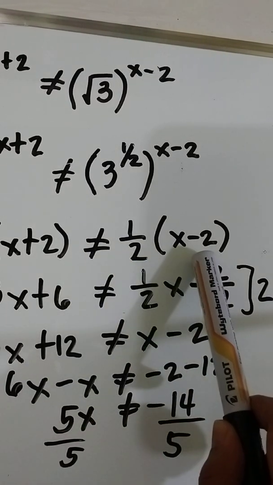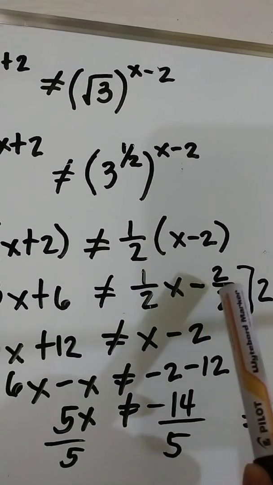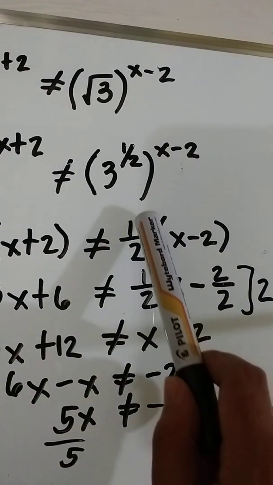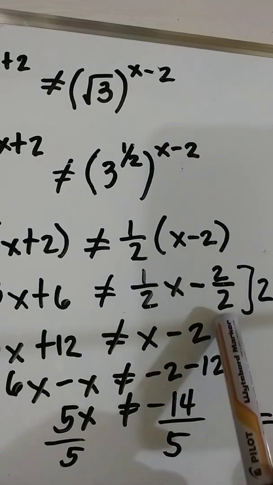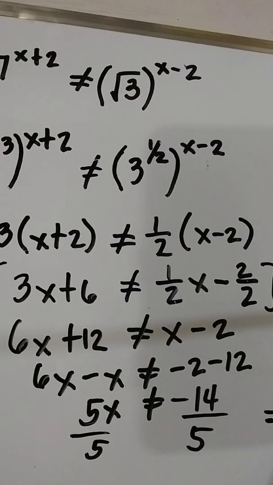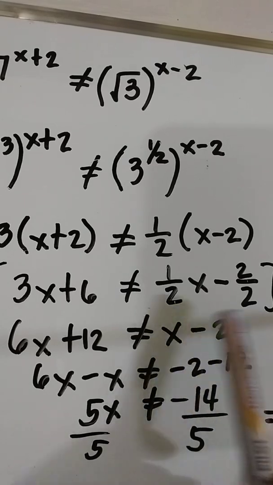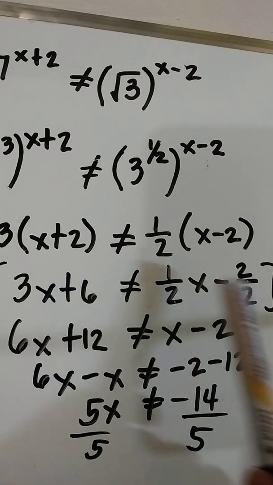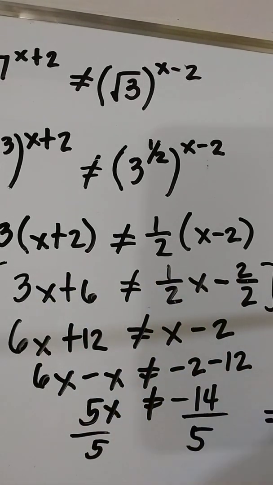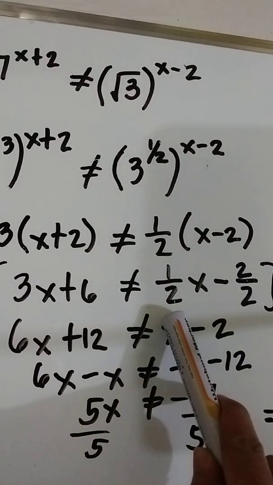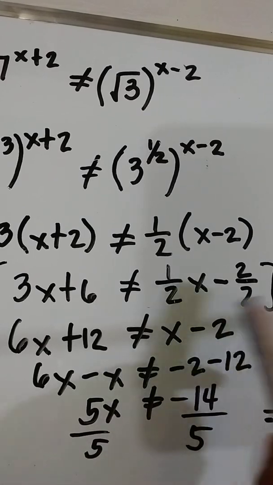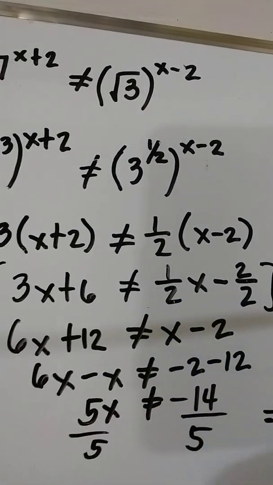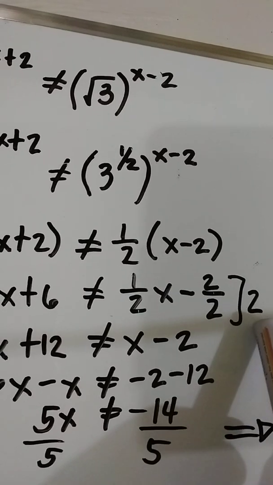1 half times negative 2 is negative 2 over 2. So 1 times negative 2 is negative 2 over 2. Then after that, as you can see, we have fractions here, 1 half and negative 2 over 2. You can eliminate that fraction by multiplying the whole equation by positive 2, because that is the LCD or the least common denominator. So, multiply it by 2.